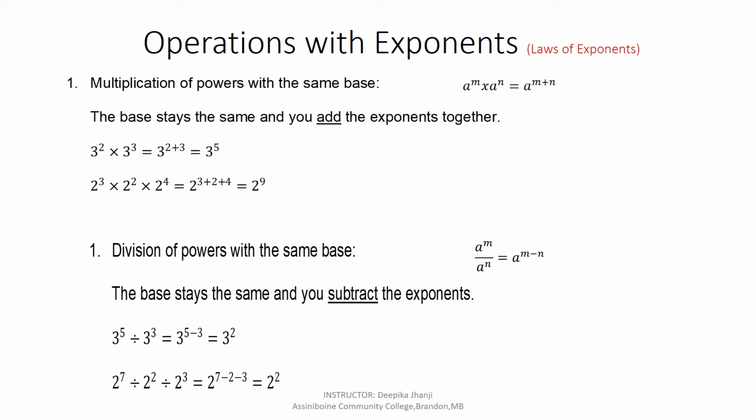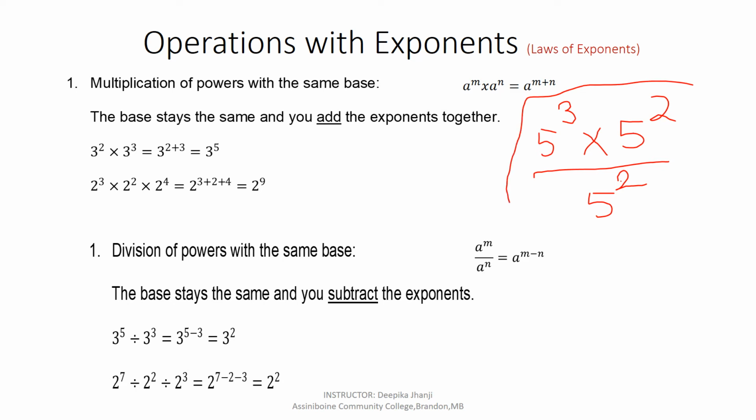Let's do the combination of these, where I'll use multiplication as well as division. So let's consider one example. 5 cube times 5 square divided by 5 raised to power 2. Again, it is a combination of multiplication and division, right? The first thing you will note is the bases are same.